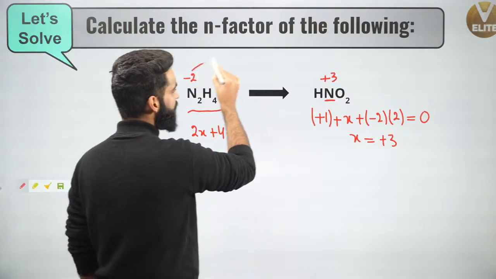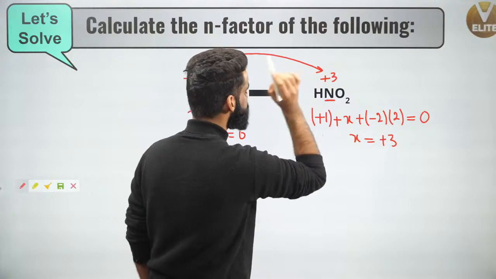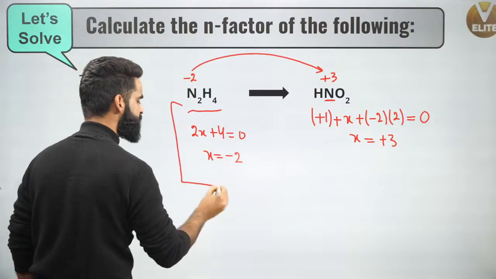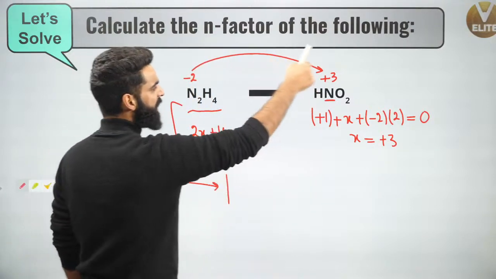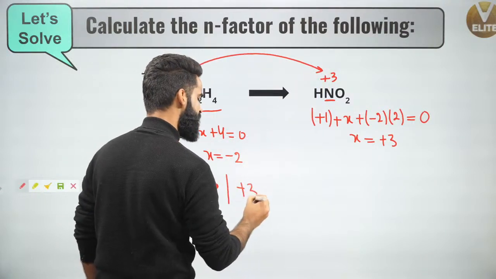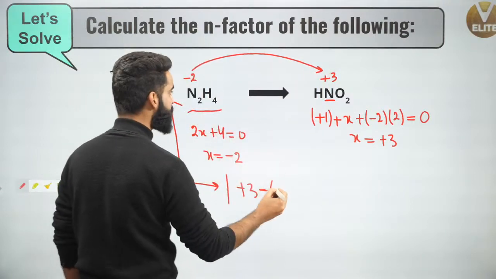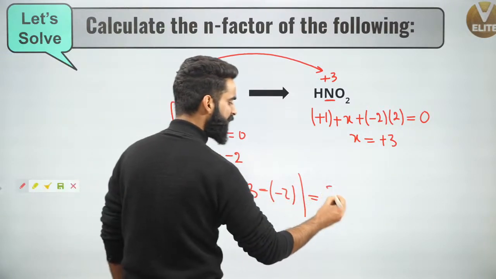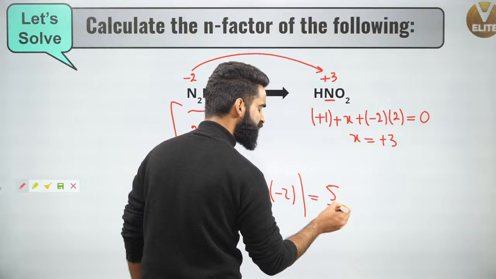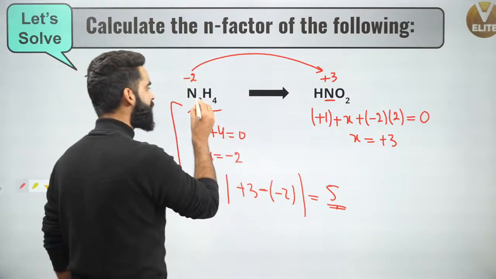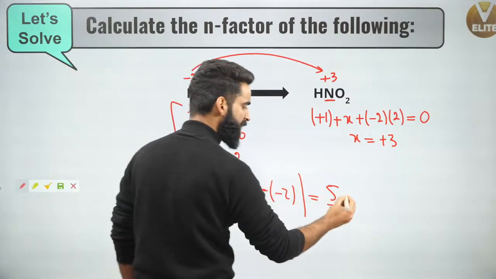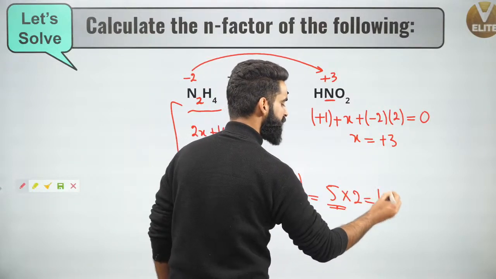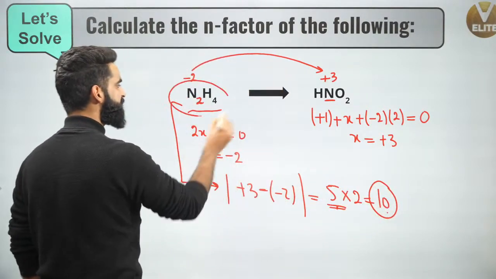The oxidation state of nitrogen is changing from -2 to +3. What about the change in the oxidation state of nitrogen? It's going to be the final oxidation state of nitrogen, which is +3, minus the initial oxidation state, which is -2. The value will be coming as 5. So 5 is the change in the oxidation state for one nitrogen atom, but over here I have 2, so I'm going to multiply it by 2. Again, it's going to be 10. So 10 is the N factor of this substance.